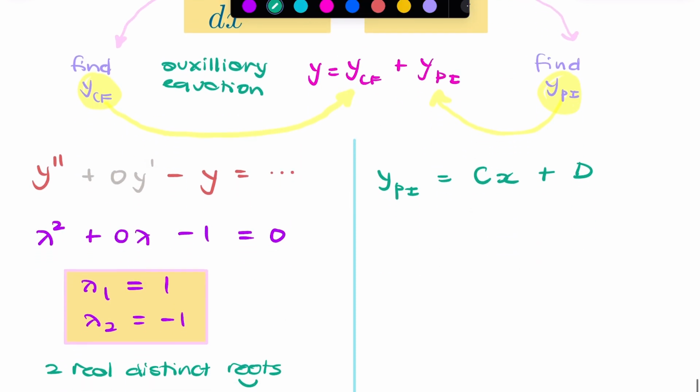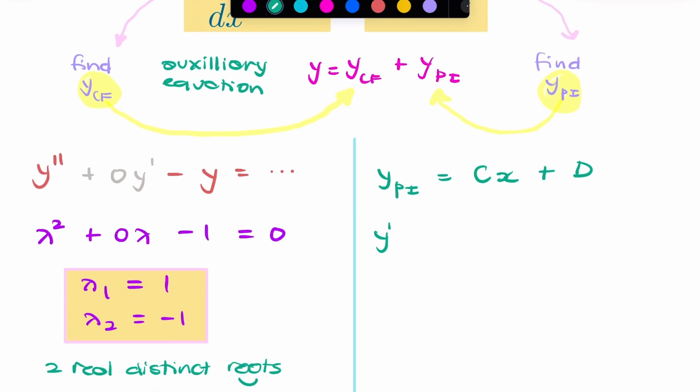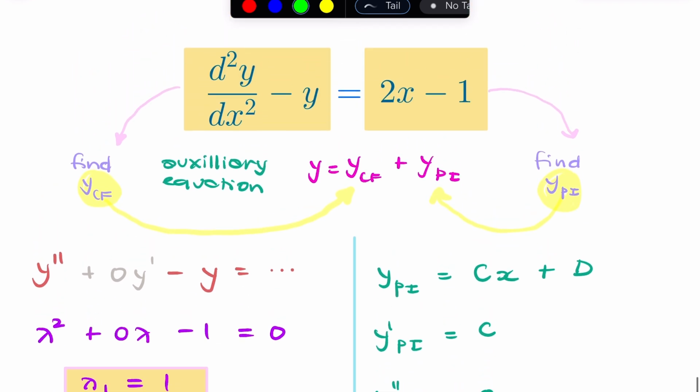All right, so that's my form for my particular integral, but I'm going to need the second derivative of that. So let's differentiate YPI twice. So the first derivative of a linear function is just the coefficient c. So the derivative of cx is c. The derivative of d is 0 because it's a constant. And then the second derivative is the derivative of this constant here, which is 0. So now I have my first and second derivatives.